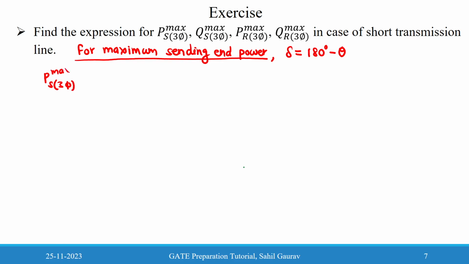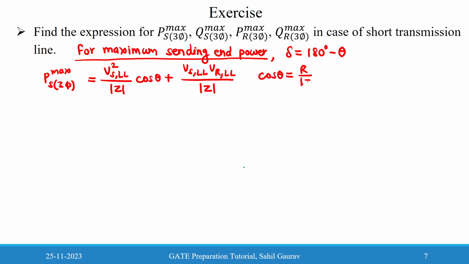You will get PS, total three phase maximum power, that is Vs LL square by mod Z cos theta plus Vs LL into VR LL divided by mod Z. So again this cos theta you can write. Cos theta is nothing but R divided by mod Z.